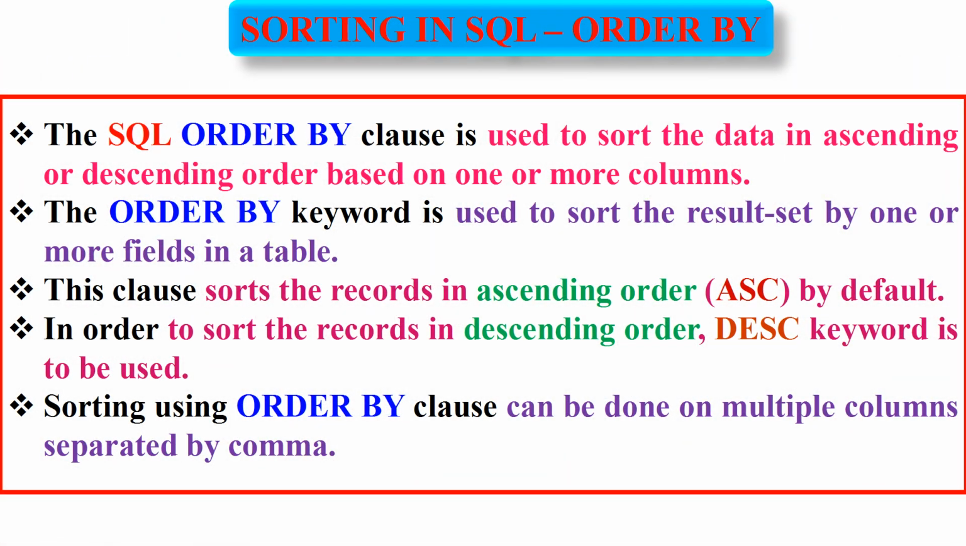Let's see, sorting in SQL using order by. The SQL order by clause is used to sort the data in ascending or descending order based on one or more columns. The order by keyword is used to sort the result set by one or more fields in a table. This clause sorts the records in ascending order, ASC, by default. In order to sort the records in descending order, DESC keyword is to be used. Sorting using order by clause can be done on multiple columns separated by comma.